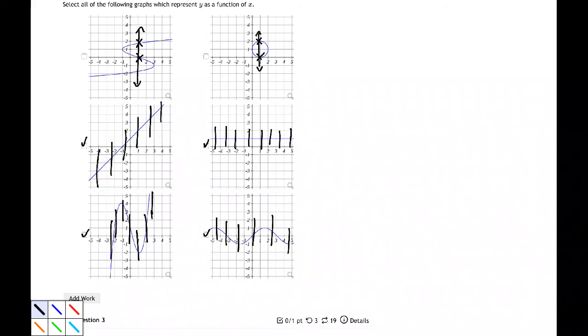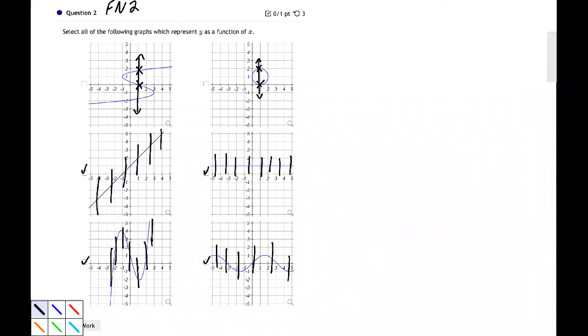Now remember, on your objective check, the types of graphs are randomized, the location of the graphs are randomized, so there's also one other thing to pay attention to. Select the following graphs which represent y as a function of x. Those are our instructions. Your question could say, select the graphs which do not represent y as a function of x. So read that carefully.